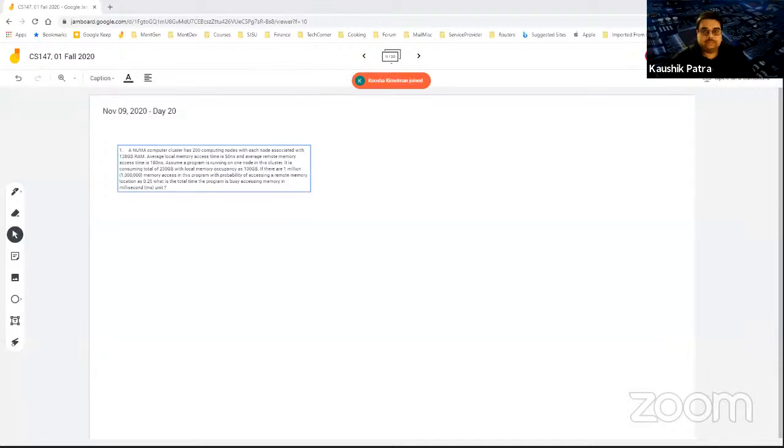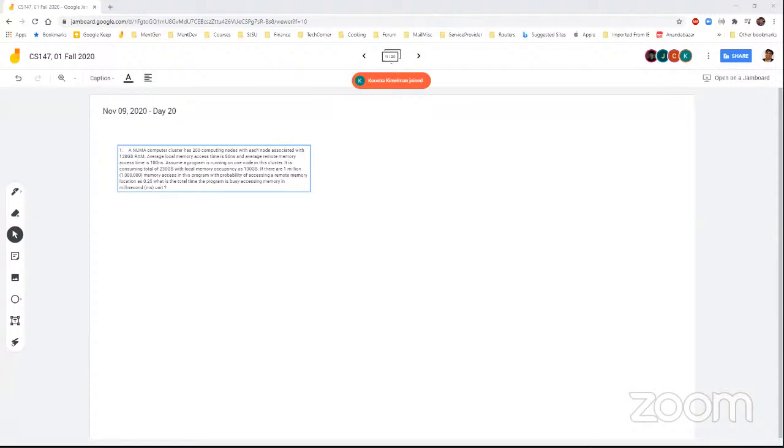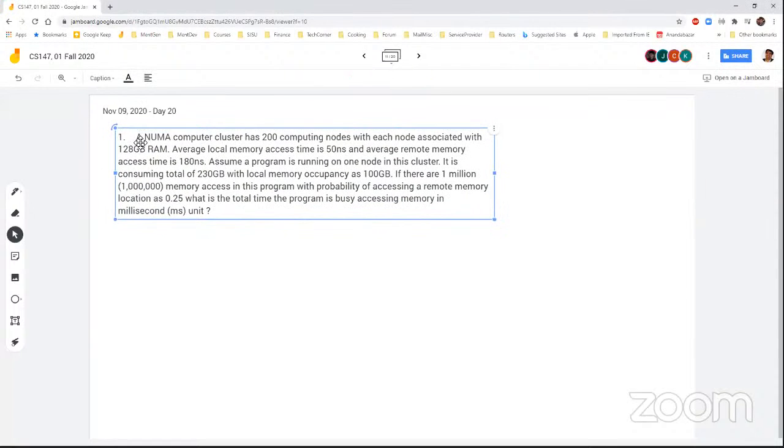Let me share my screen with you. Okay. So here's the problem. There is a NUMA cluster that has 200 computing nodes, with each node associated with 120 gigabytes of RAM. The average local access time is 50 nanoseconds.